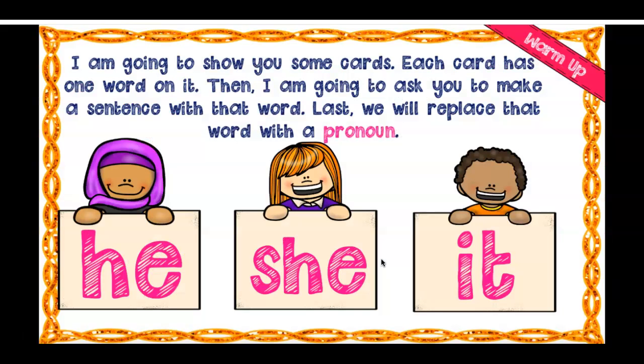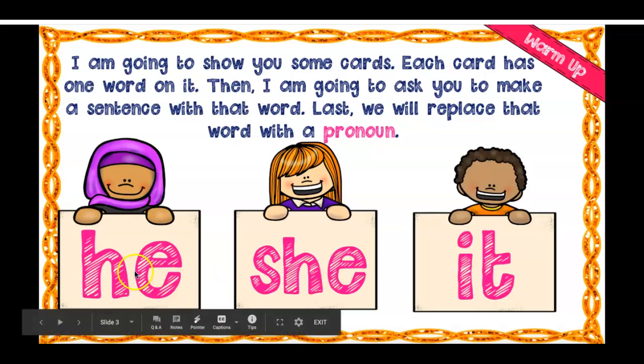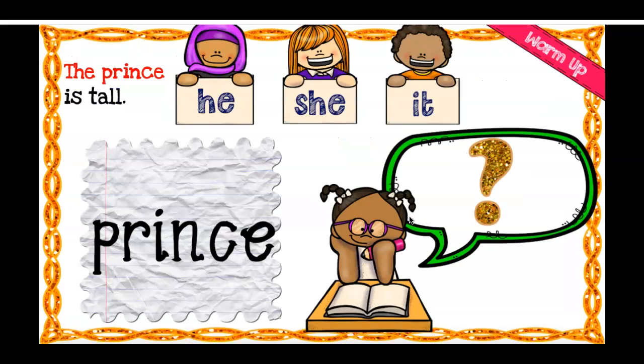Okay, so let's start with pronouns he, she, and it. So I'm going to give you a word. For example, my first word is prince. And I have a sentence here. The prince is tall.